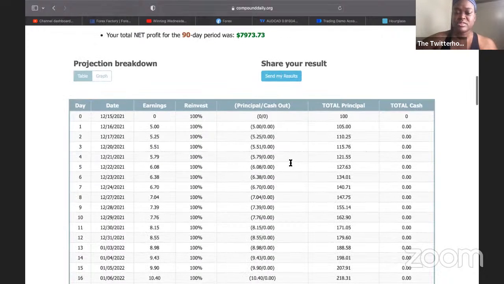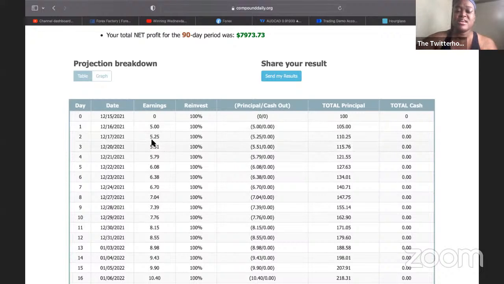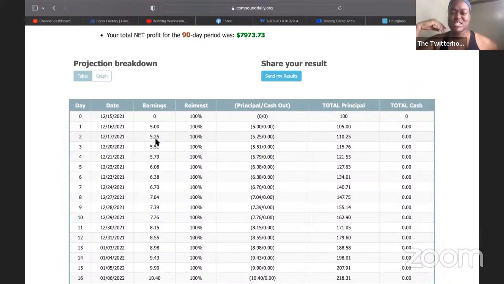So day one, 5% of $100 is $5. So you just need to make $5 and you'll be done trading for the day, right? Day two, now you have $105. So you're going to go for 5% of $105. So that will be $5.25. So a quarter more. Wow, phenomenal, right?